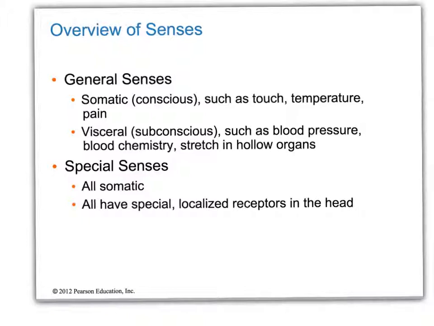The other senses are referred to as the general senses. General senses have sensory receptors found scattered throughout the body. They are subdivided into 2 groups, the somatic senses, of which you're conscious. This includes receptors in your skin, such as touch, temperature, and pain receptors, and your sense of awareness of your body parts, which is called proprioception, basically telling you from receptors in your joints and muscles where your body parts are and how they're moving. And the other category of general senses is the visceral or subconscious sensations.